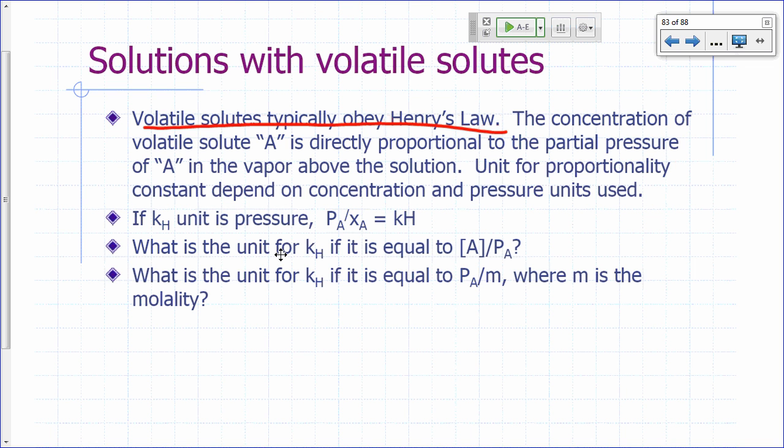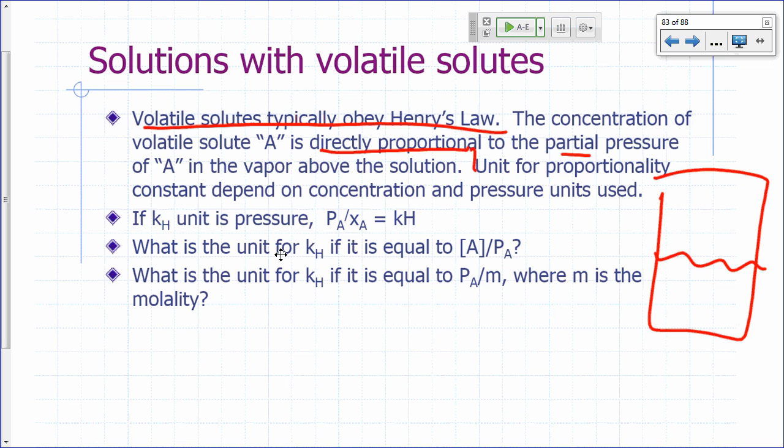Henry's law basically says that the concentration of a volatile solute in a liquid mixture is directly proportional to its partial pressure in the vapor. Okay? So now the proportionality constant depends on what units you're using for your pressure and your concentration. What we're saying here is this. Here's a mixture. Let's say it is liquid A plus volatile solute B, and then you have B in the vapor and A in the vapor as well.